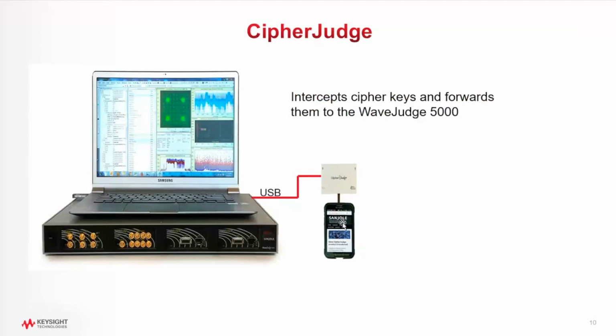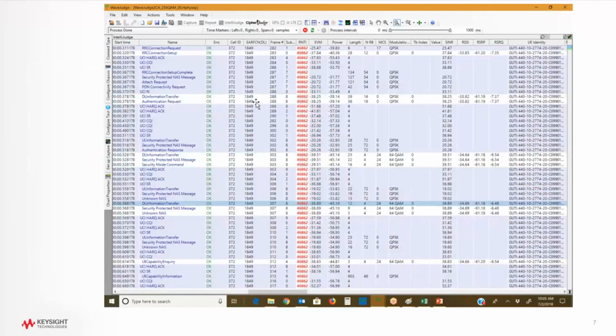So the cable plugging into the UE allows the Cipher Judge to capture the communication between the phone and the SIM card, because when you turn the phone on, all of that communication will now be passing through the Cipher Judge device. The Cipher Judge device will intercept the cipher keys. So this is the way we actually capture the keys, the key sniffer. And those keys are automatically transferred to the WaveJudge PC, and that allows the WaveJudge software package to automatically decode all of the messages, including ciphered messages.